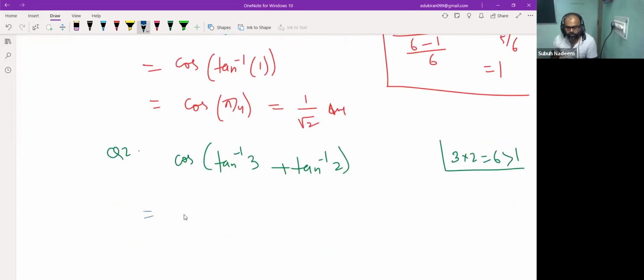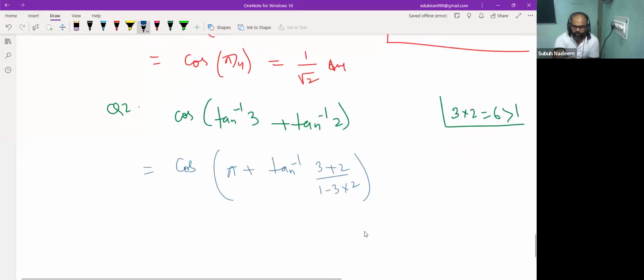Sir, I got 1 by root 2 again. 1 by root 2? Okay, let us see. So is it minus 1 by root 2? Minus 1 by root 2. Let us see. It will be cos of pi plus tan inverse of (3 plus 2) by (1 minus 3 into 2). So this is what we will do here.